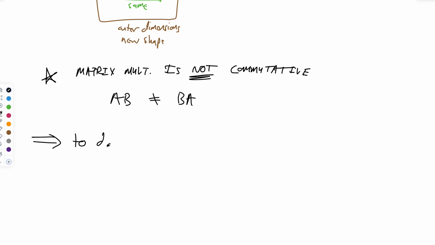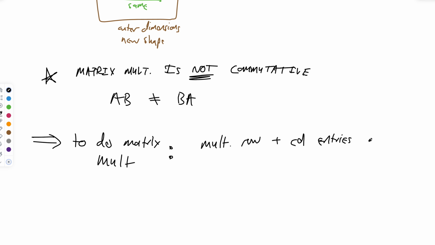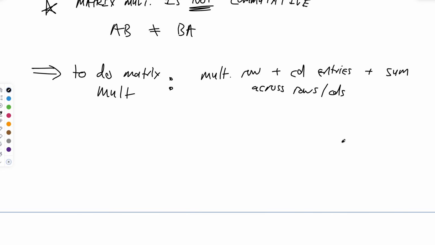So I'm going to say to do matrix multiplication. You're going to multiply row and column entries and sum, or add, across the rows and columns you're in. So this is kind of a quick and dirty explanation of what it is. I'm going to show you what it actually is to make a little bit more sense.